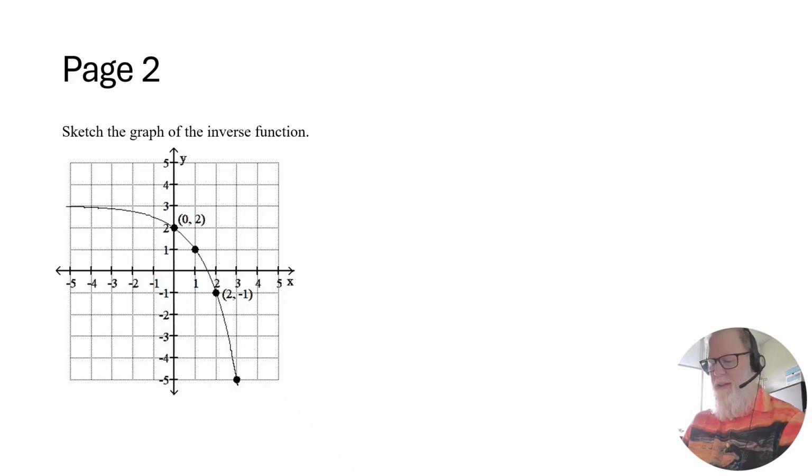Now, one of the things about this particular graph that we've not really seen before is on the left side of this graph, it looks like it's leveling out at y equals 3, and it is. So that's a horizontal asymptote. And similarly with the points switching x and y, this graph has a horizontal asymptote. The inverse will have a vertical asymptote, like that.